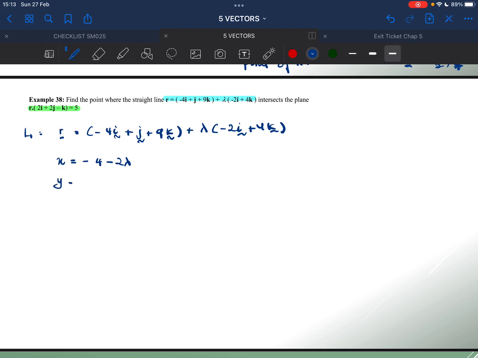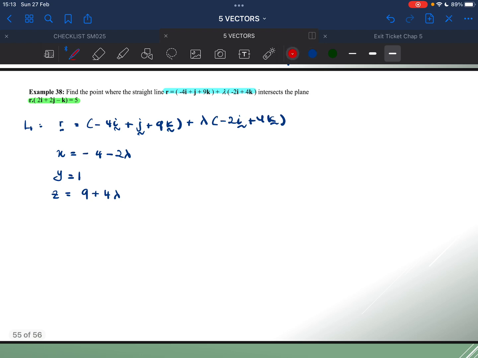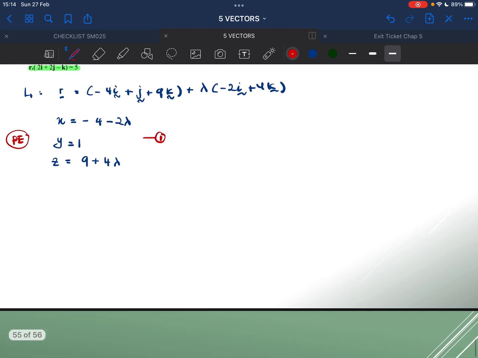So y equals 1. Here you don't have your j, 0j, so just leave it like that. Y equals 1, 1 plus 0 lambda, that means 1. So here we have z equals 9 plus 4 lambda. Okay, so that is our parametric equation of the line. So this is the first equation.